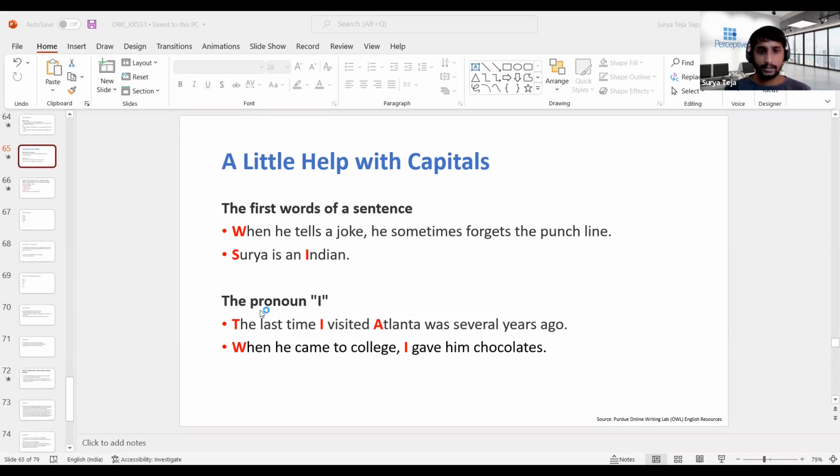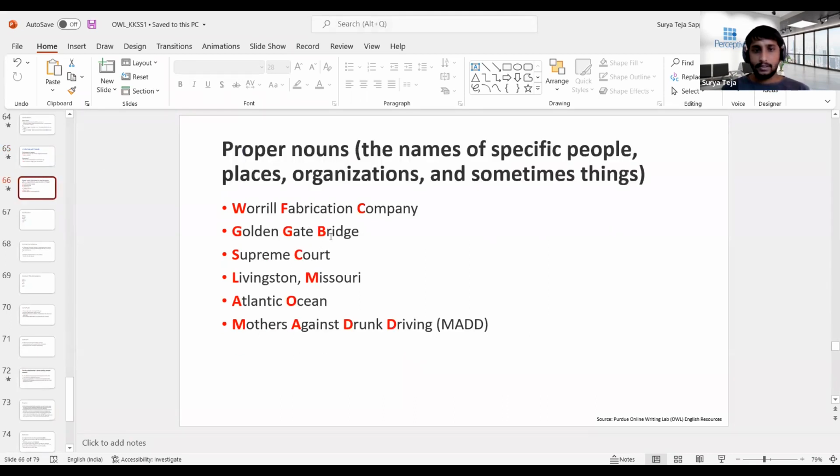The second one is the pronoun I. I has a special place in the alphabet compared with the other letters, because I is a pronoun. That is why I has a special rule. Whenever I comes in as a pronoun in any sentence, it has to be capitalized. That is the second rule. And the third rule which we have discussed is proper nouns.